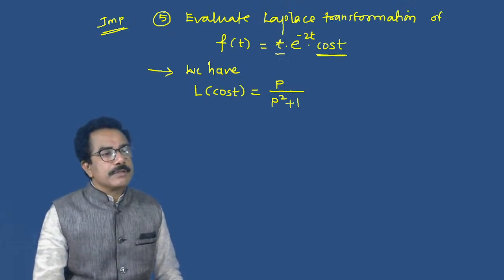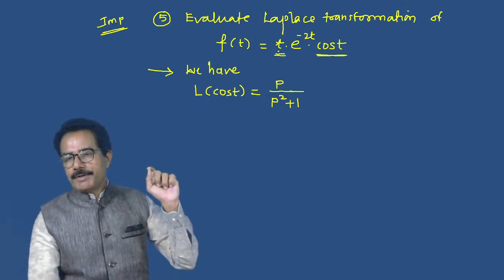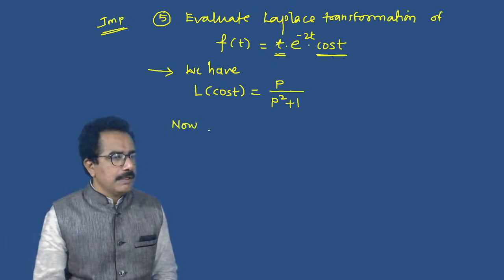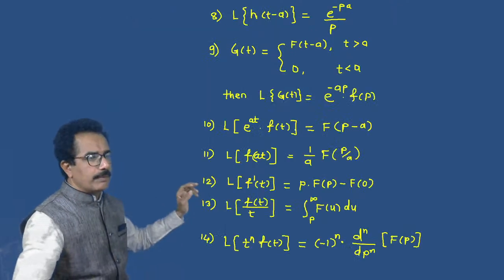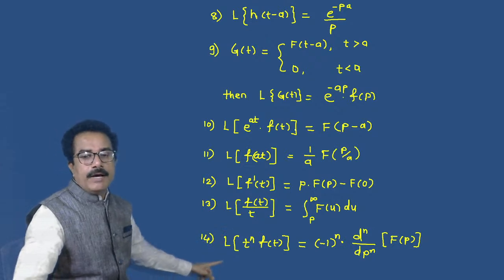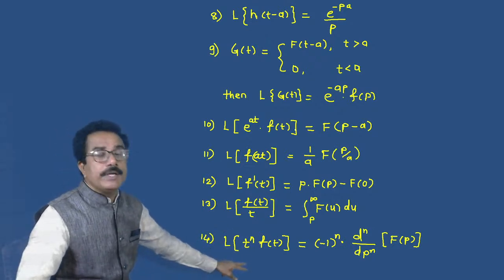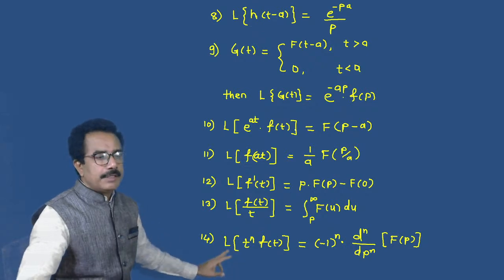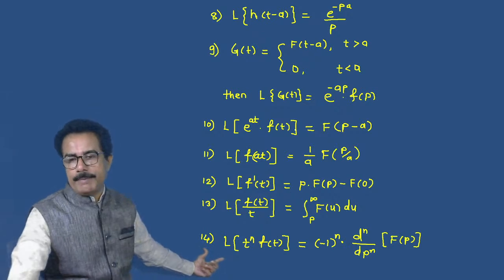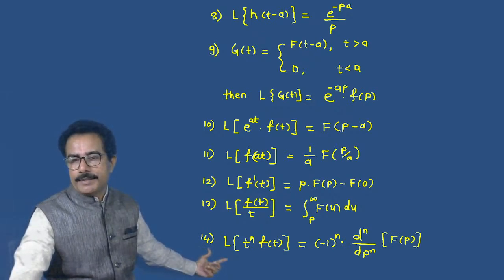Now we have to find the Laplace transformation of t into cos t. Then we have to use the formula for L of t into cos t, which is equal to, actually we have to use the formula for Laplace transformation of t raised to n into f of t. This is the 14th formula which we have to use.